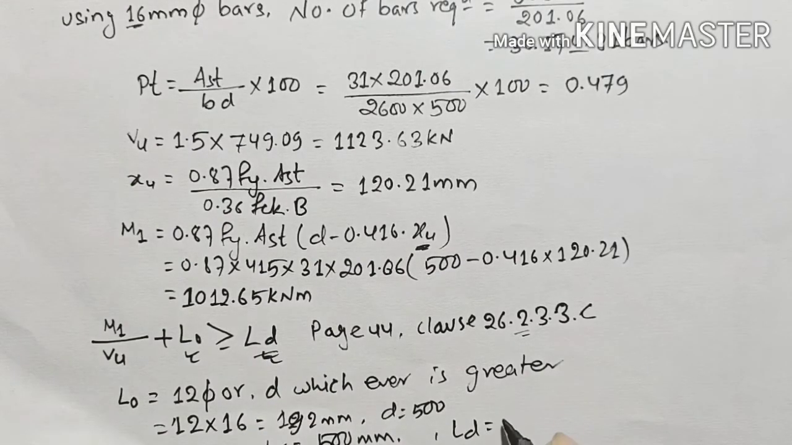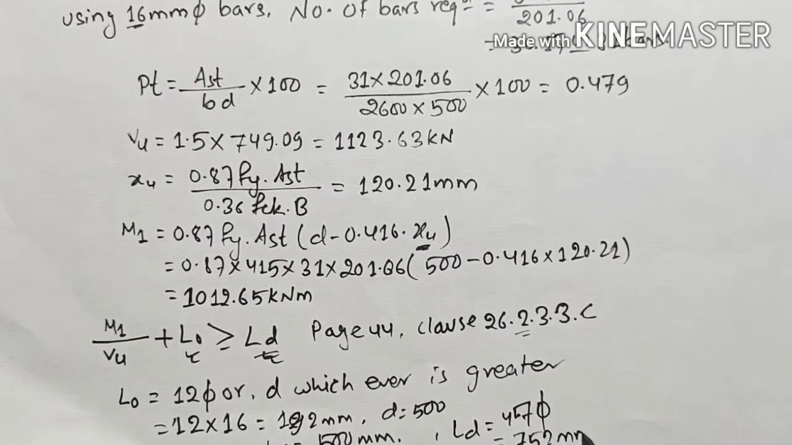So we have got the value of L0 as 500 millimeter, and for LD we have the formula, that is development length is 47 phi. It is generally taken 47 phi. So 47 into 16 millimeter dia bar is equals to 752 millimeter.